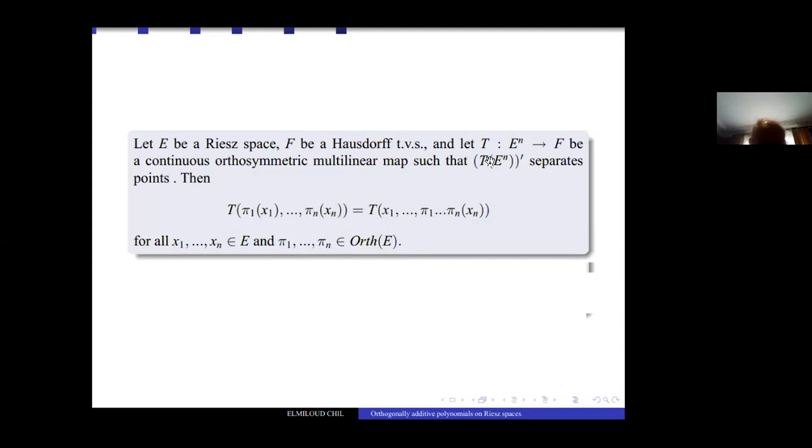And then in my recent works, we can also remove this condition. So it means we do not need the separation condition.